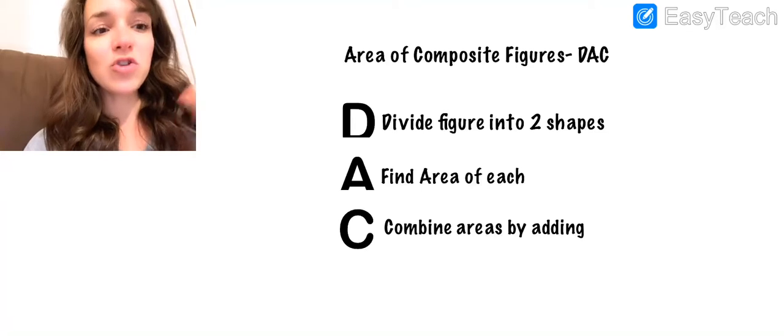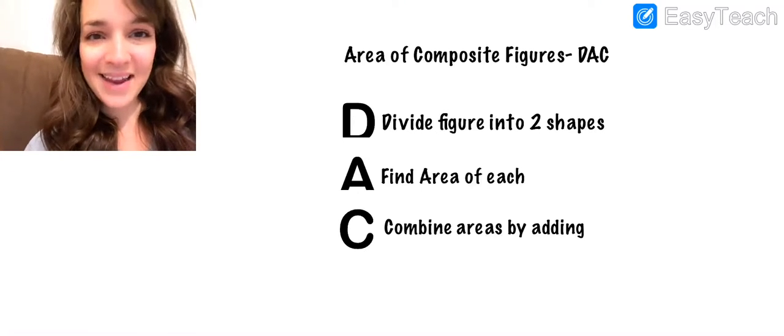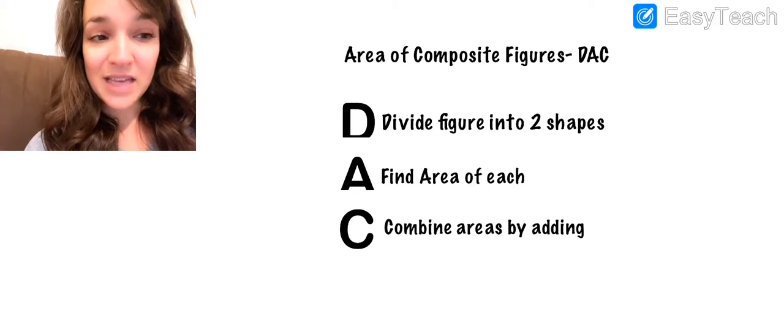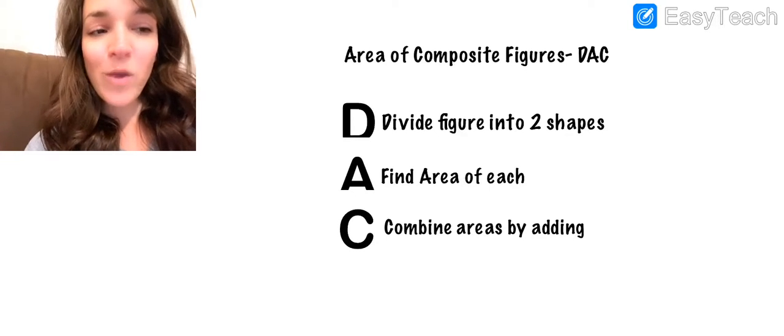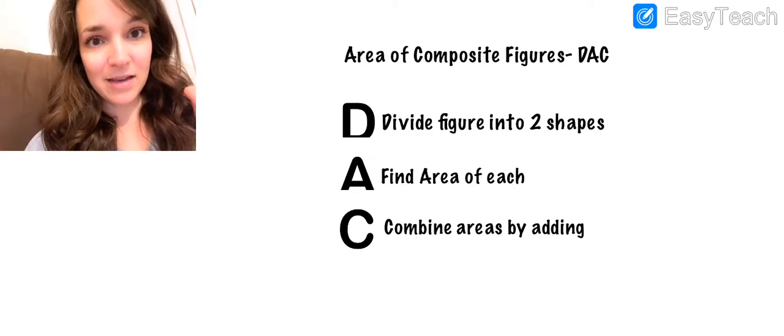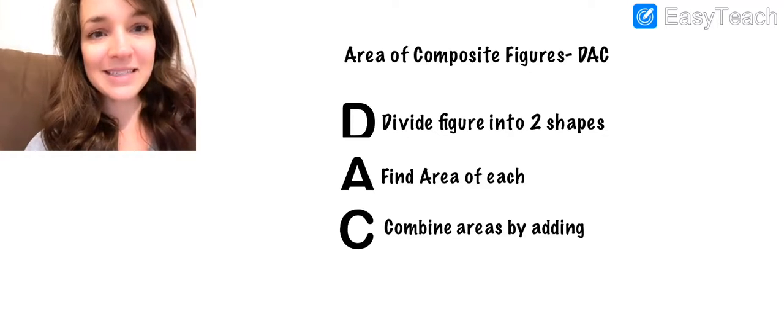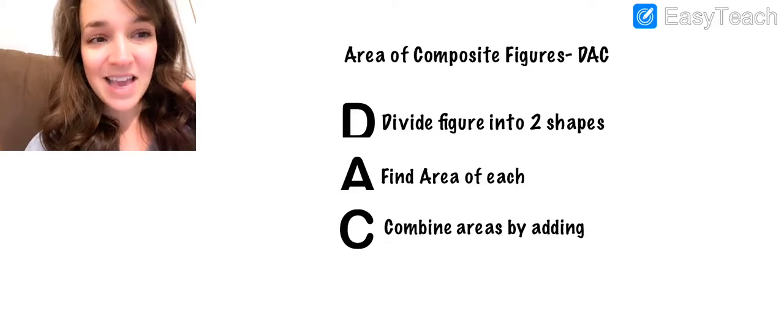Then we can use our area formula for each of those shapes to find the individual areas, and then C, we combine those areas by adding. That will give you the area of the whole figure. So recap, DAC it. Divide the figure into two shapes, find the area of each, combine the areas by adding.